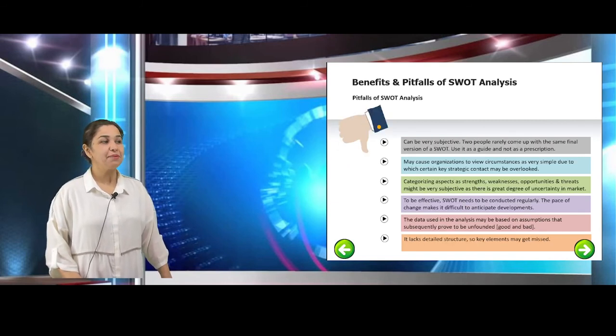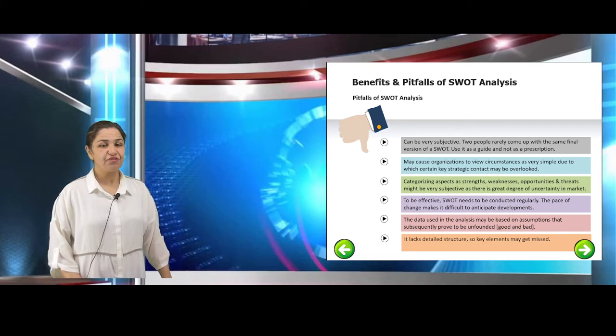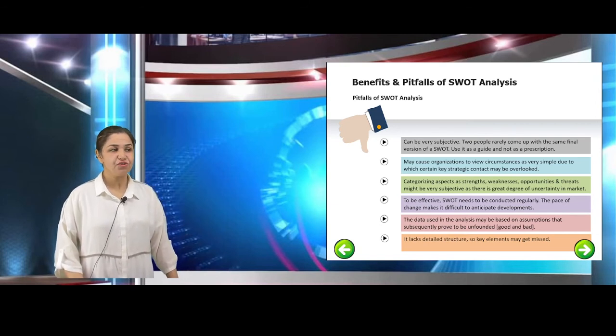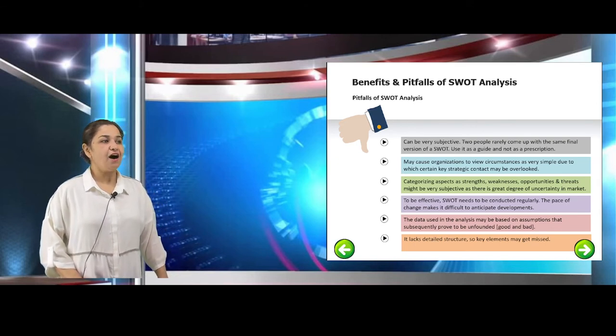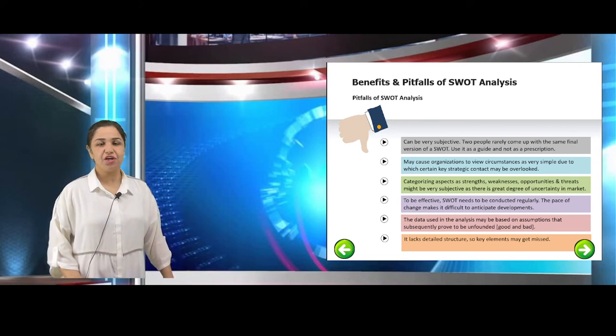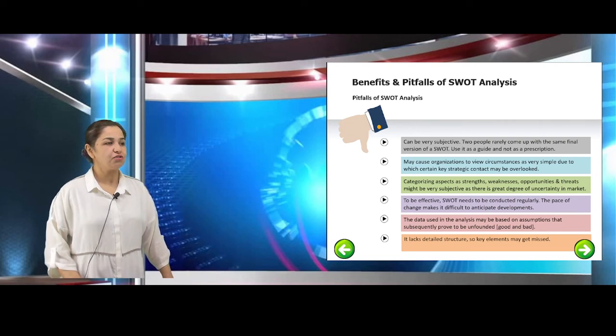So what are the pitfalls of SWOT analysis? The drawbacks are that it can be very subjective. Two people rarely come up with the same final version of the SWOT. For example, two different employees can have different ideas, different issues, and different results with a problem. Use it as a guide and not as a prescription. It may cause organizations to view circumstances as very simple, due to which certain key strategic factors may be overlooked.